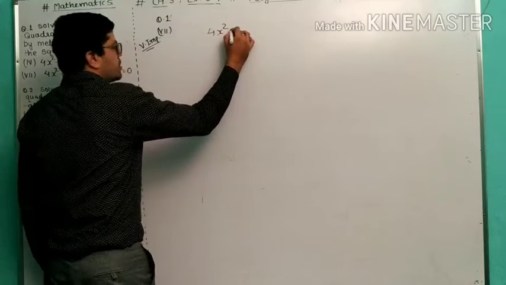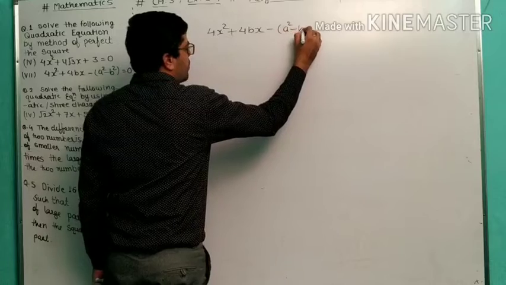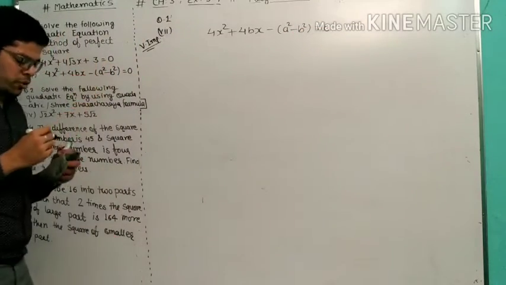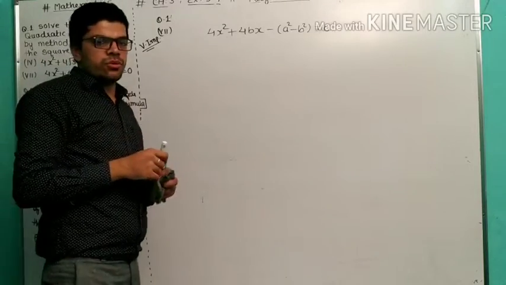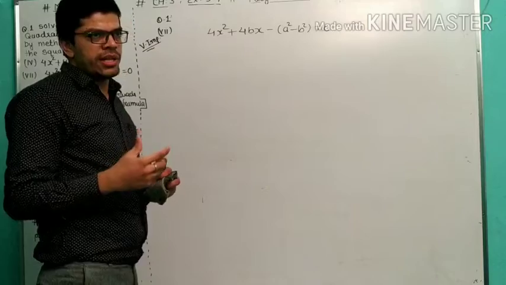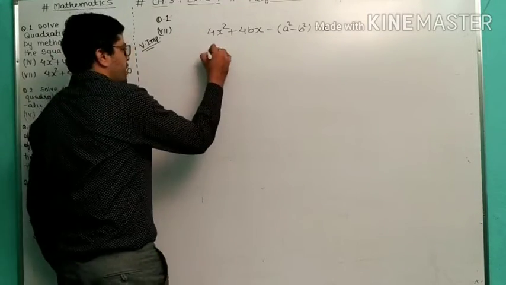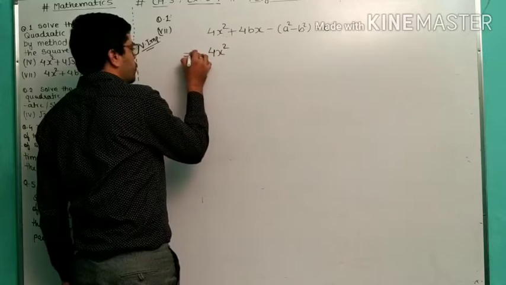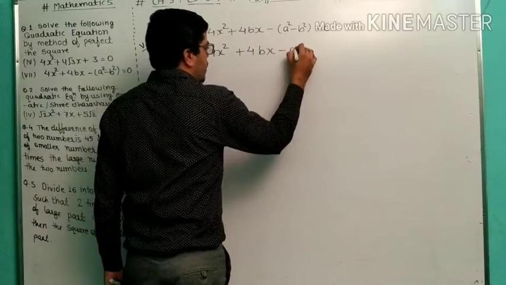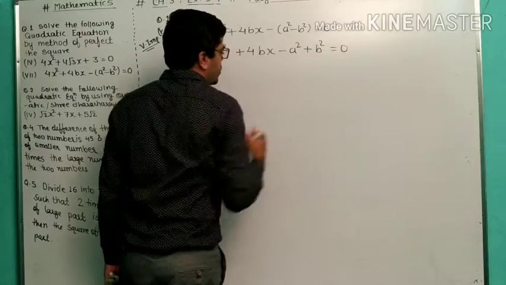4x square plus 4bx minus a square minus b square is equal to 0. When this type of question is in front of you, generally you have to open the bracket first, and after that you will see whether the question is going to be solved or not. So here we start with 4x square plus 4bx, minus a square, and this is plus b square is equal to 0.